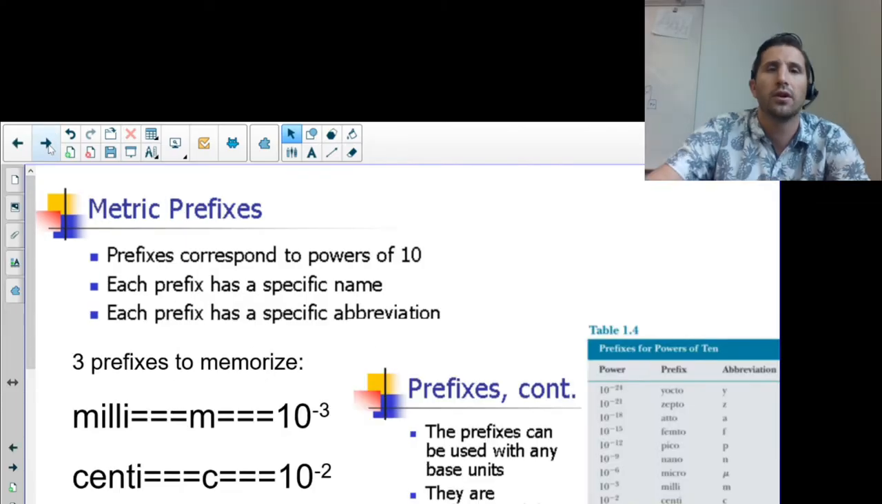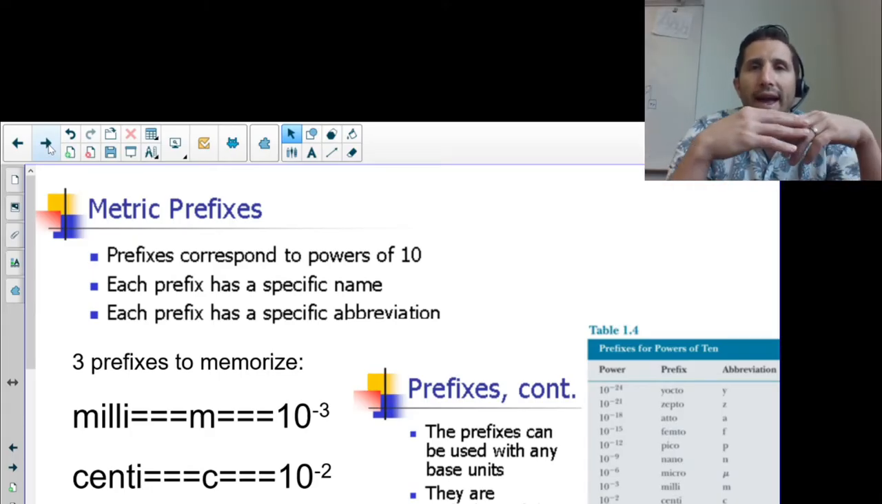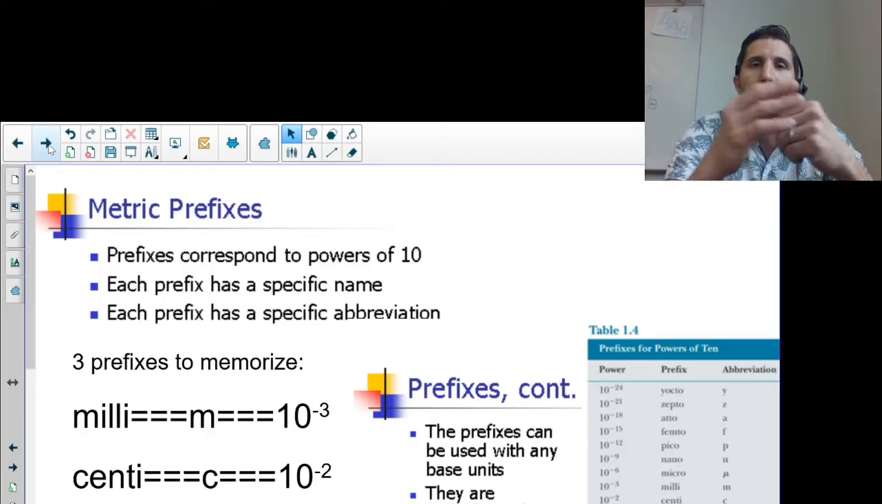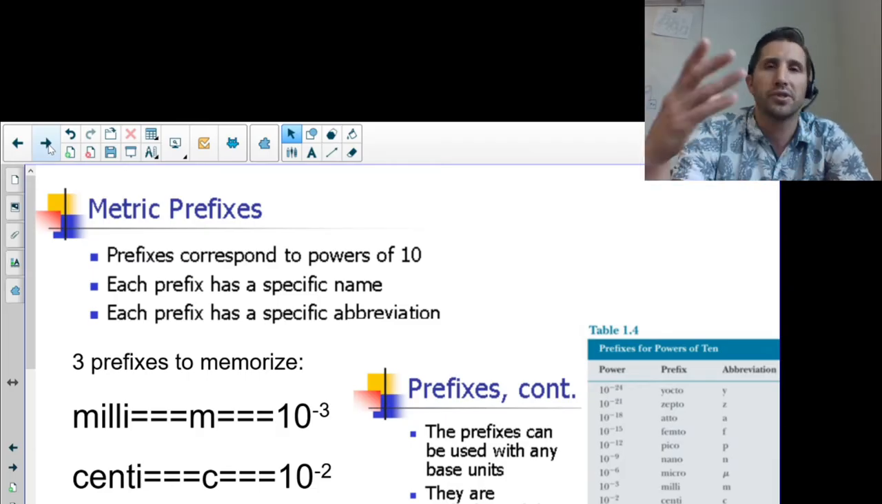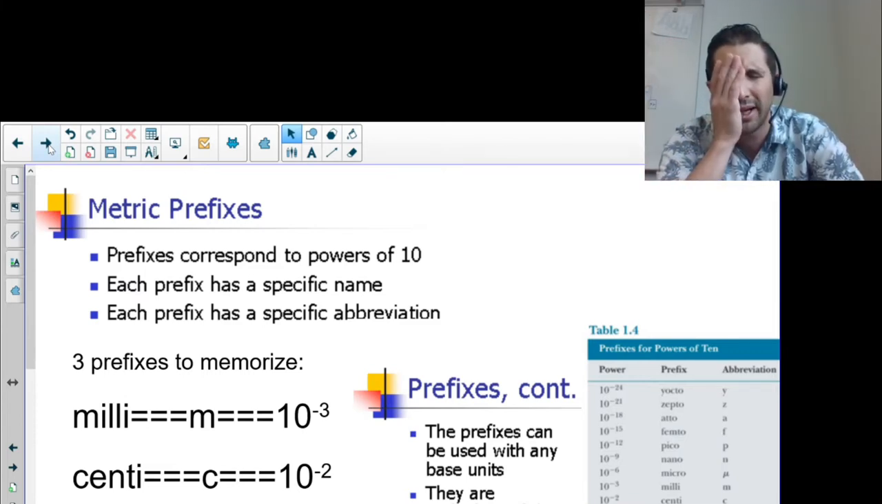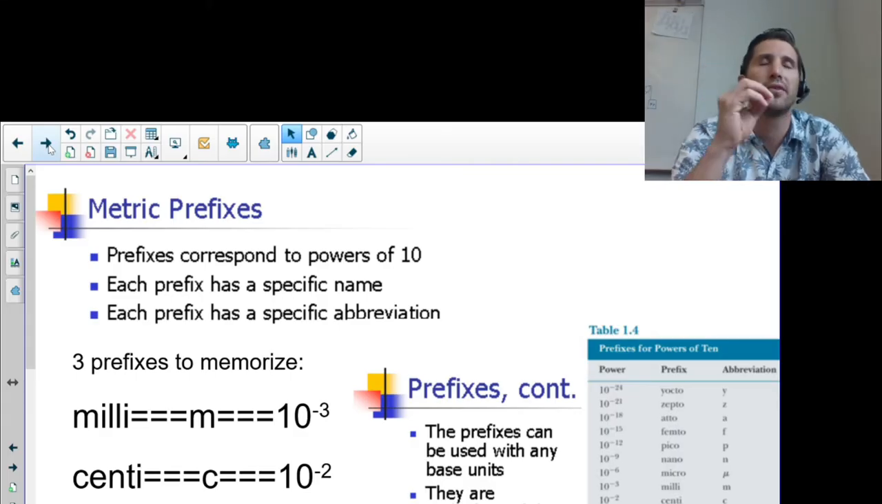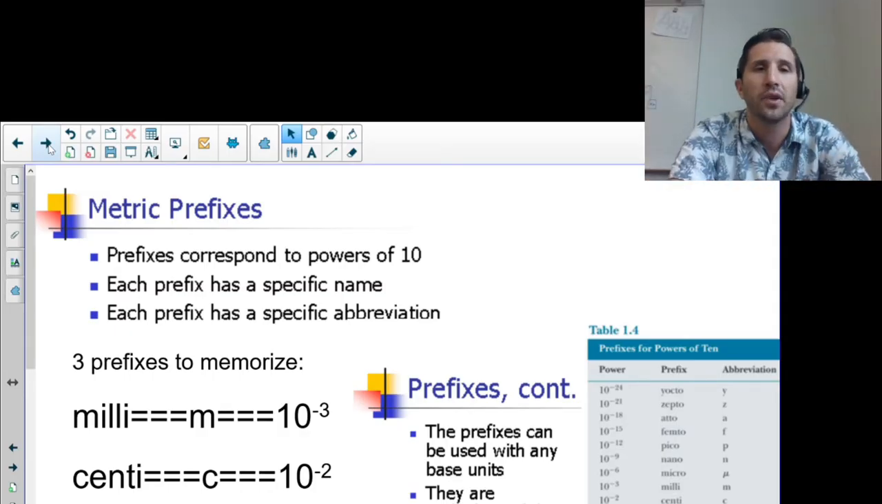The major advantage to using the metric system is that we have prefixes that correspond to powers of 10, meaning every single unit that we use in the metric system is a power of 10 change to convert, for example, from centimeters to meters, from grams to kilograms, things like that. So we don't have to worry about remembering things like how many feet are in a mile again. Everything is based on powers of 10. So it's 10, 100, 1,000, 1/10, 100th, 1,000th, etc. Each prefix has its own name and its own abbreviation.